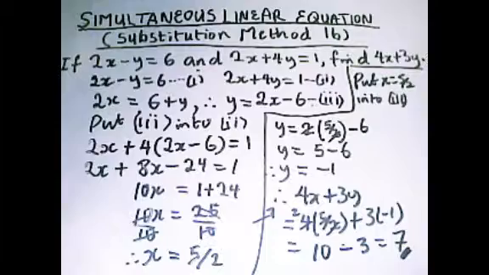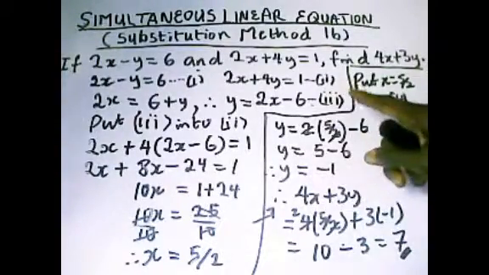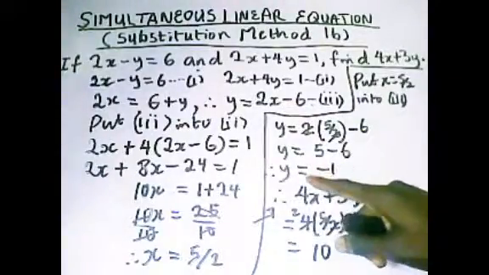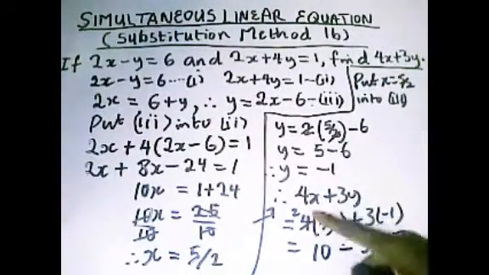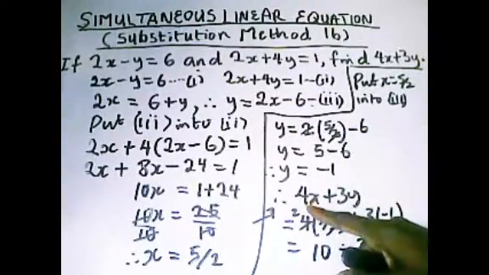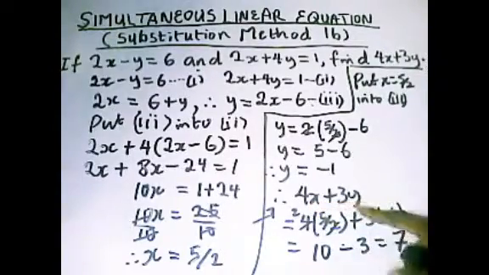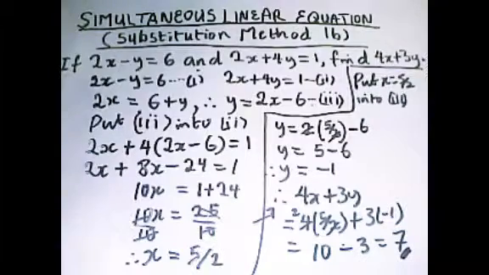So that is the answer to this question. We have the value for x as 5 upon 2, we have the value for y as minus 1, then we have the value of what we're actually looking for, 4x plus 3y, to be 7. I believe you enjoyed this lesson. Please, you can go over this video again and make sure you grasp the basic concept of the substitution method.